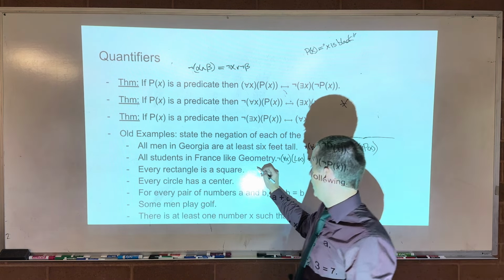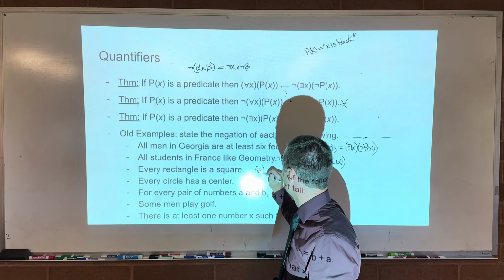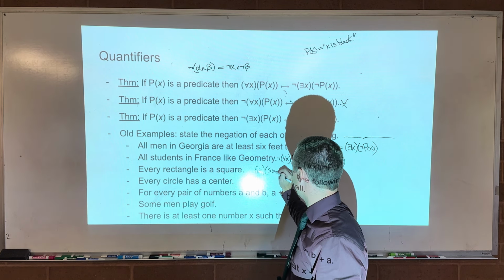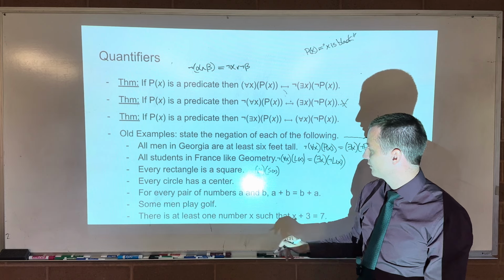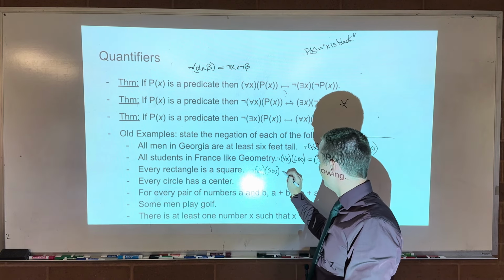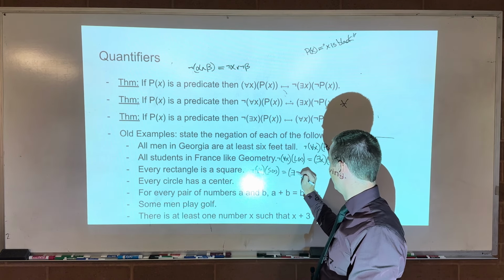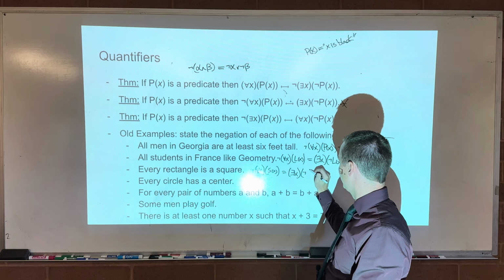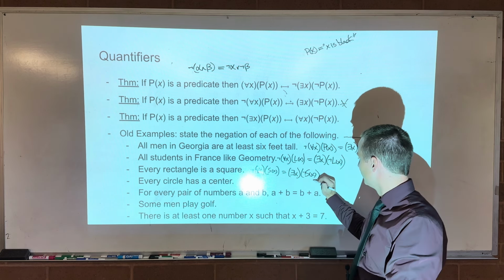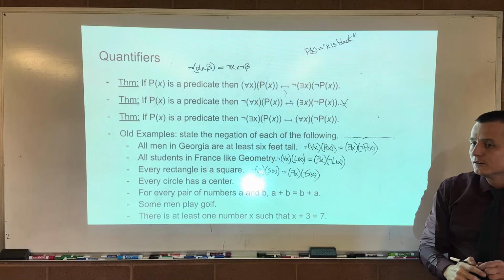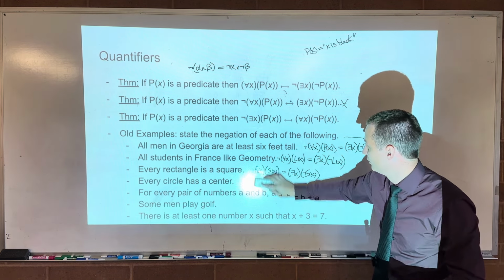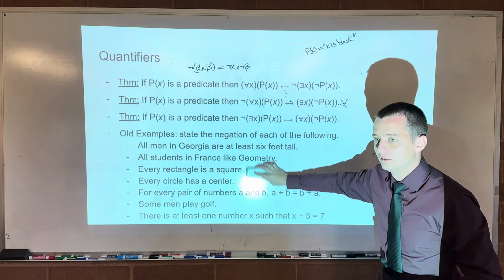Every rectangle is square. That's saying for all x, is square applies to x. If we're going to negate that, there exists a rectangle that is not a square. There exists an x such that not square applies to x. You got it? Yes. You write down the rest.